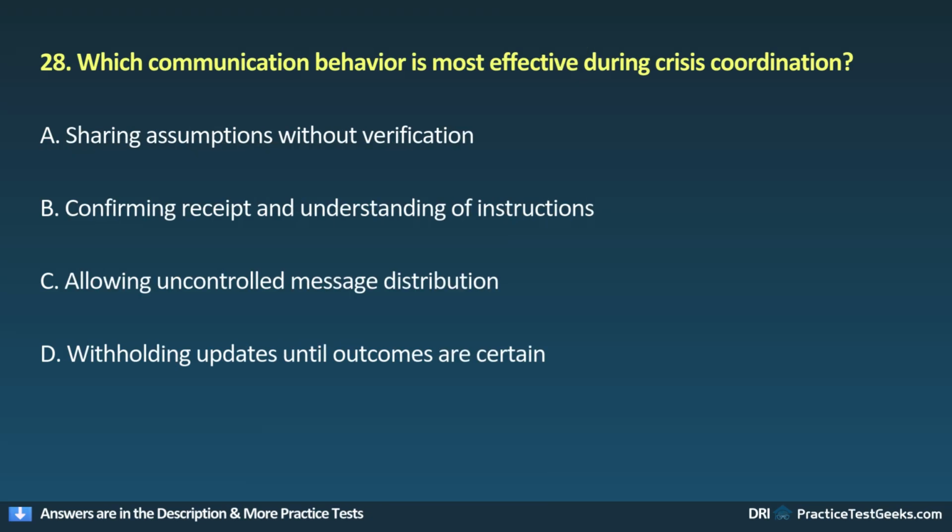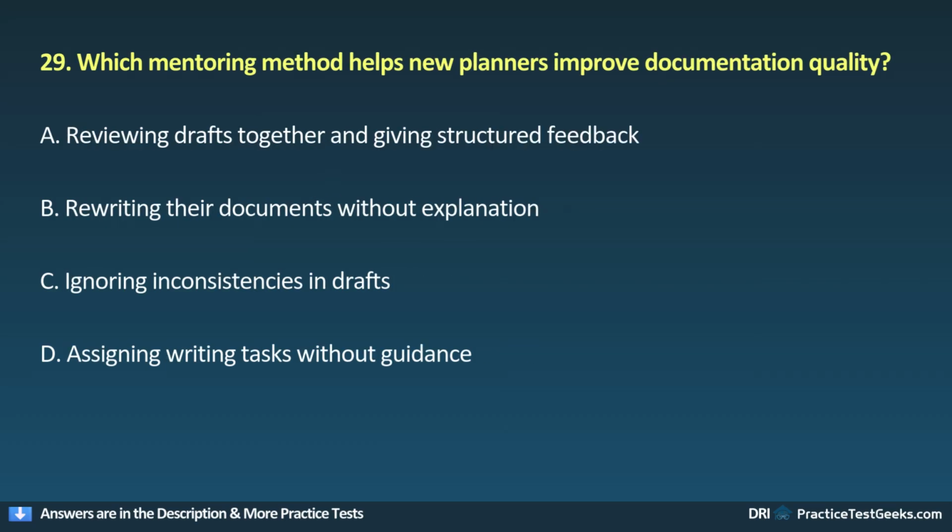28. Which communication behavior is most effective during crisis coordination? A. Sharing assumptions without verification. B. Confirming receipt and understanding of instructions. C. Allowing uncontrolled message distribution. D. Withholding updates until outcomes are certain.